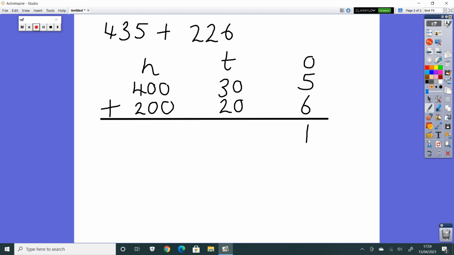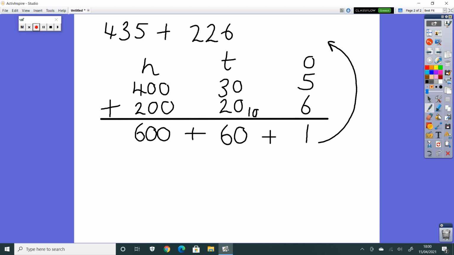So we put the 1 from 11, and the 10 from 11 sits there nicely on that line next to the other 10s. So now we've got 30, add 20, add 10, which gives us 60. And then moving on to the hundreds, 400 add 200 gives us 600. And like we did before, we put the hundreds, tens and ones values back together, and we get a final answer to the calculation of 661.